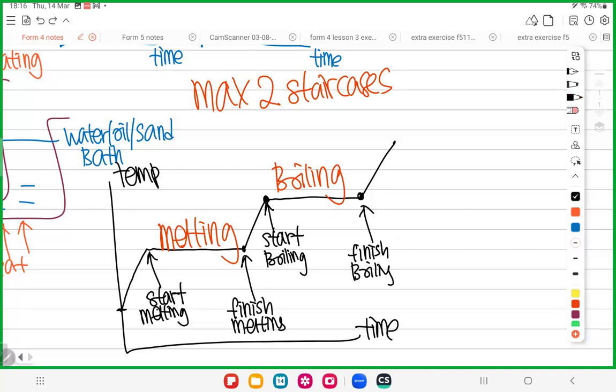Everyone, let me know in the chat box. Do you understand why we can have maximum 2 staircases only? Do you understand now?